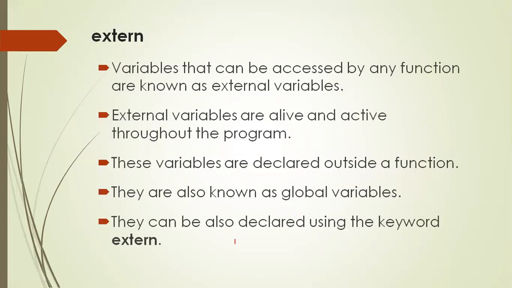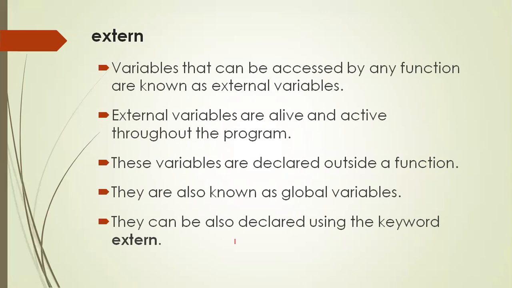The second storage class is external. Automatic variables are the variables declared inside a function. But if you declare any variable outside of all the functions, such variables are called external variables. The external variable can be accessed by any function because they are not declared inside any particular function. They are declared outside of all the functions. Since they are declared outside of all the functions, they are considered global variables.